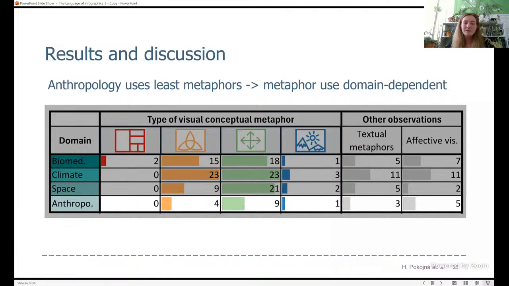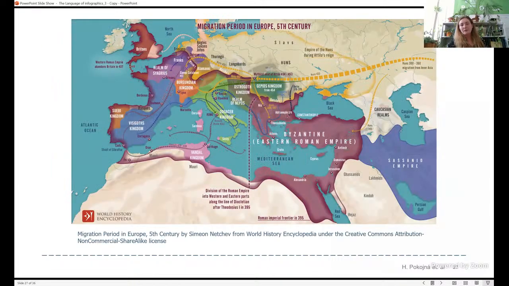We have found that the anthropology domain had the least amount of visual conceptual metaphors, which made us think that this metaphor use is very domain specific and domain dependent. And here is a really good example of a map that is using a minimalistic way of getting ideas across as quickly as possible.